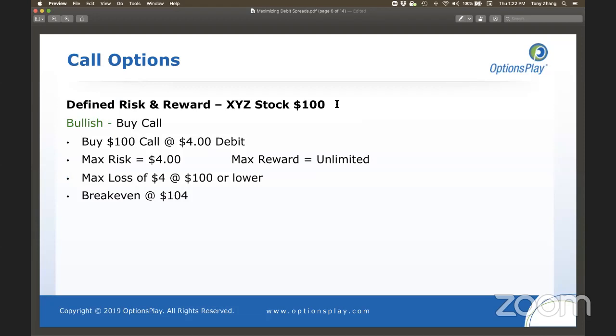So before I actually jump into debit spreads, I want to talk a little bit about just buying a call, because even if you trade debit spreads today, you probably don't really think of them as a comparison to buying a call. But it's really important to understand that, to really understand the benefit of trading debit spreads.